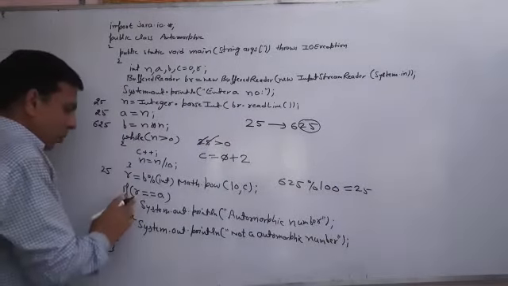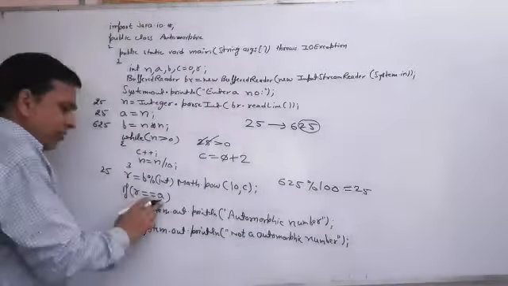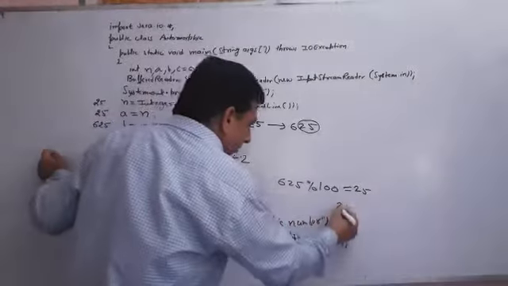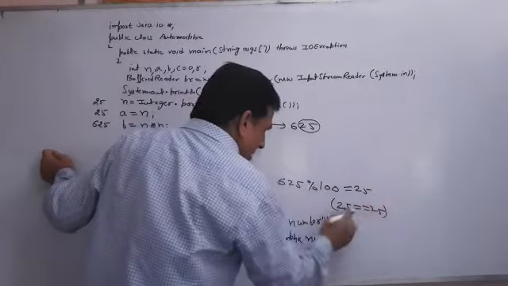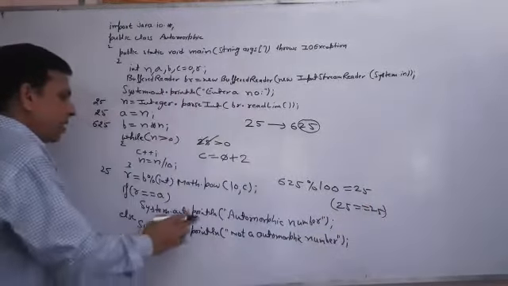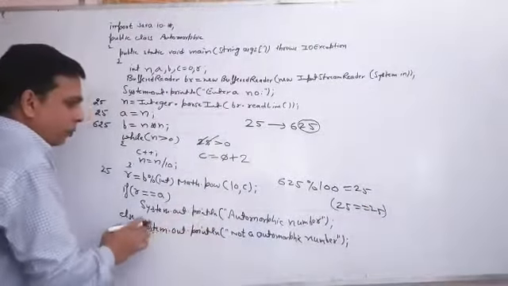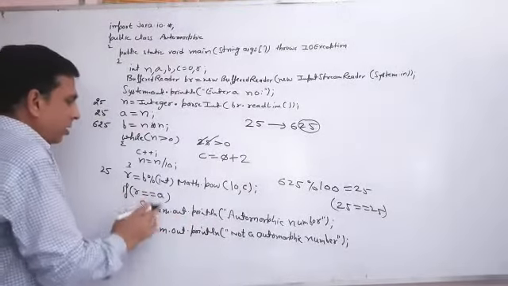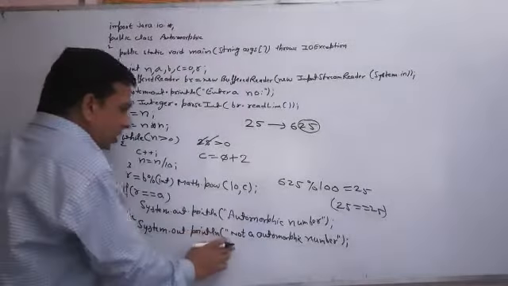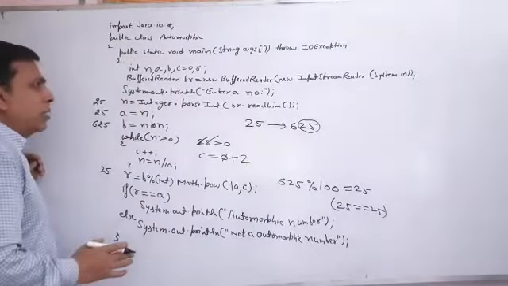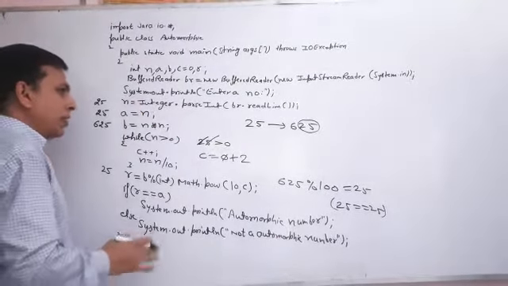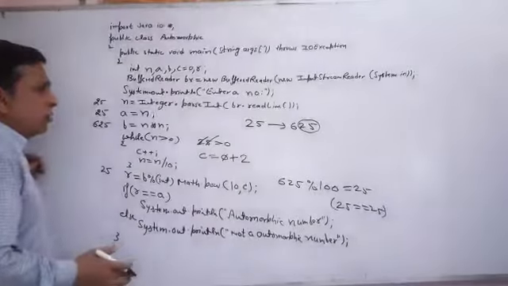Now after that we are comparing this 25 with the value of a. Is 25 equal to 25? Yes. If both the numbers are the same, you can say the number is automorphic. If both the numbers are not the same, we say the number is not an automorphic number. So this is the way to check whether a number is an automorphic number. You can solve other questions also with this technique.